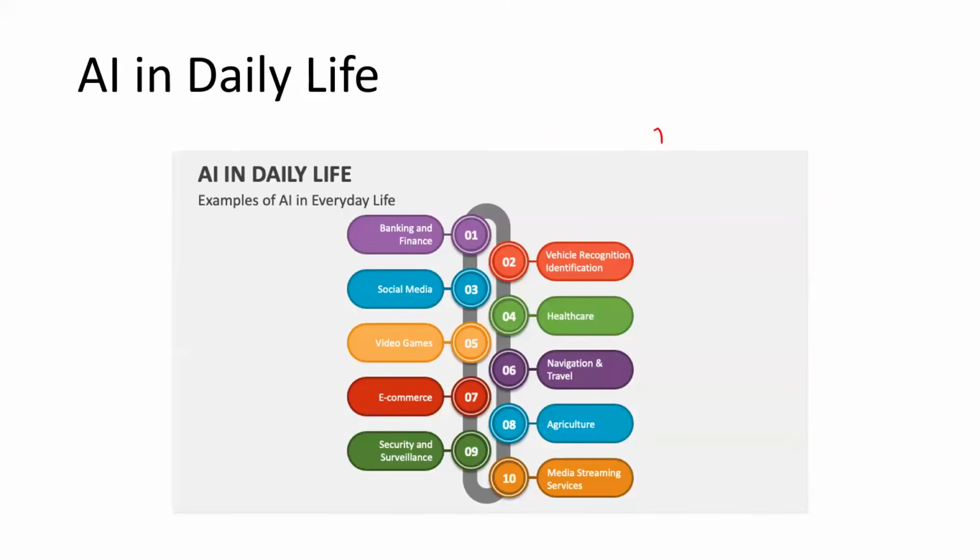Where is AI in daily life? Where are we using it? I found the top 10 areas. Where do we use AI in our daily life? Can you guess? Can you give an example? How is AI being used in the banking and finance sector? Loans. Okay, what else? How is AI being used in the loan industry?